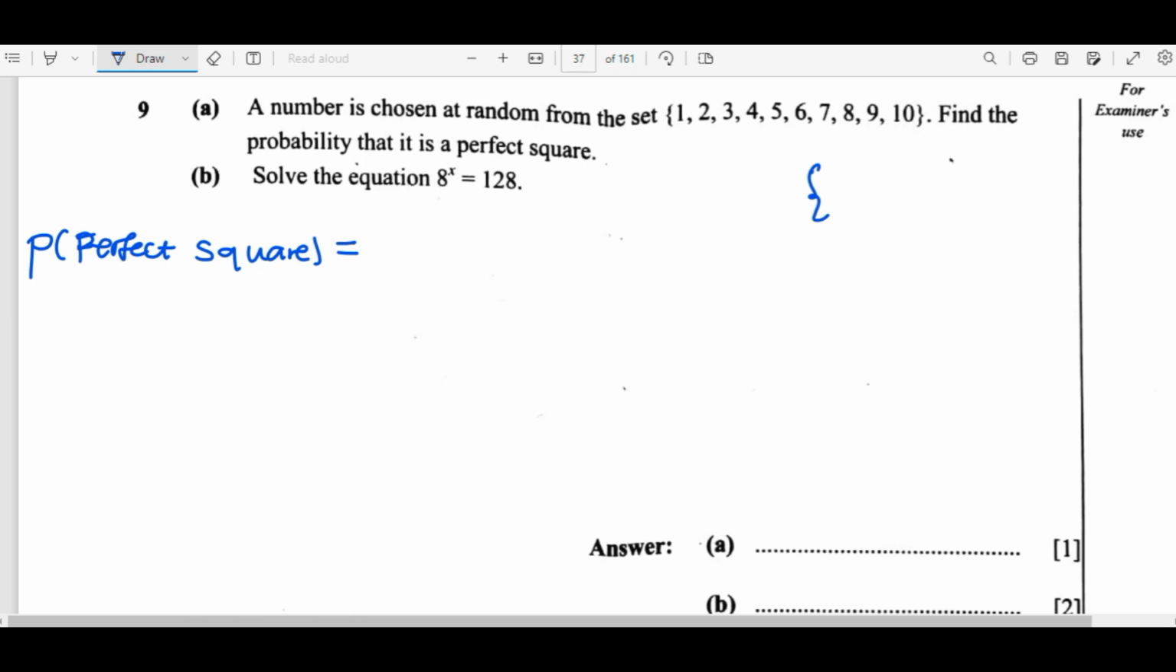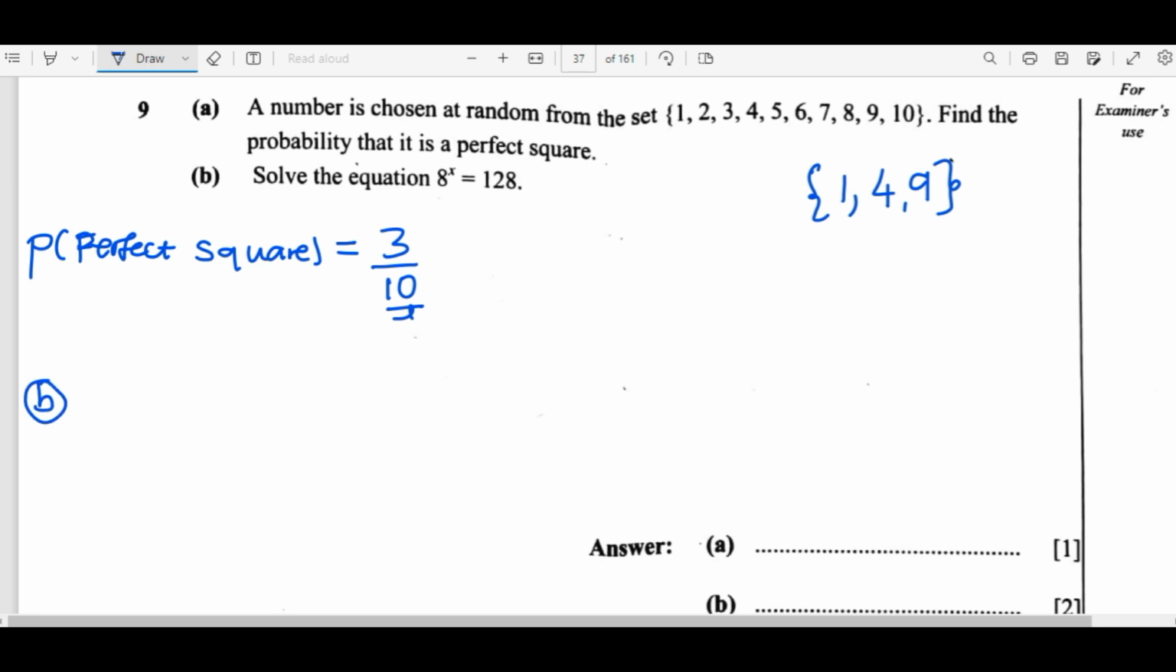So in our case, we know the square root of 1 is 1, then the other perfect square number is 4, then we have 9. So from the numbers, we can see that we only have 3 perfect squares. So we just say 3 divided by the total number, which is over 10. So this is our probability. Then we move on to question B.